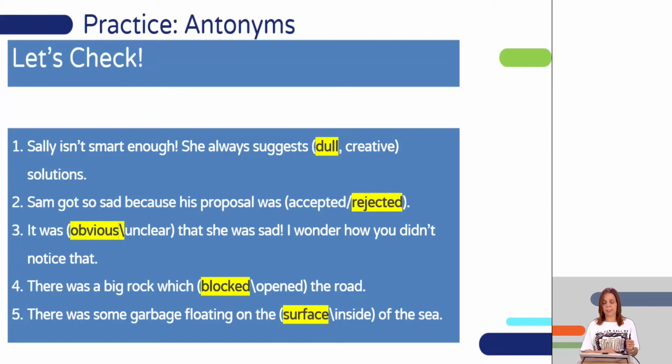Yes, she isn't very smart, so she comes up with dull ideas. Sam got sad because his proposal was rejected. It was obvious. I wonder how you didn't notice it. And there was a big rock, and this rock blocked the road. And one last thing, we float on the surface. So there was some garbage floating on the surface of the sea.